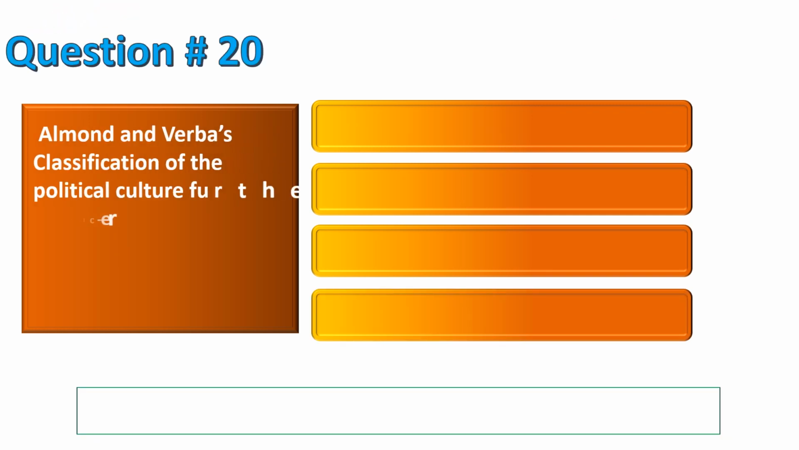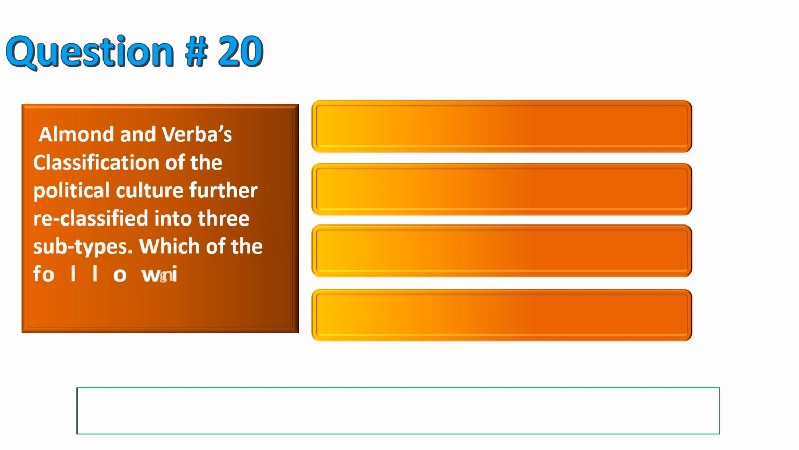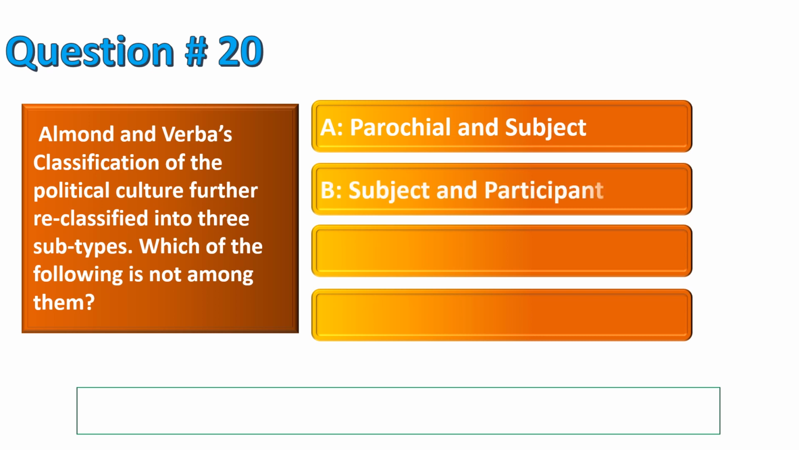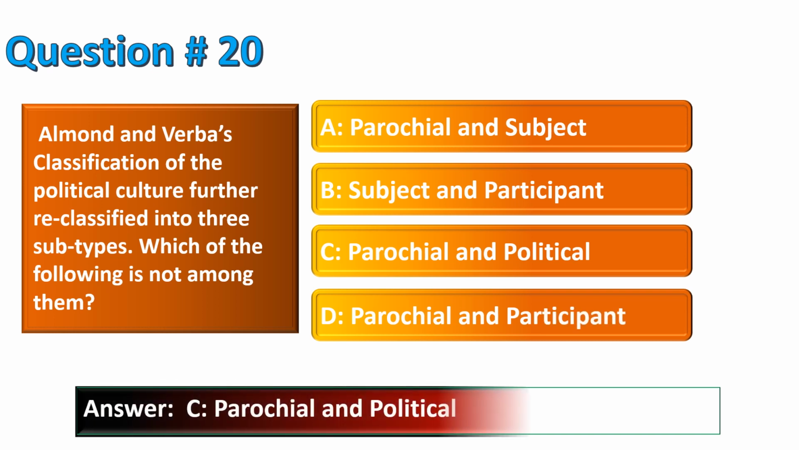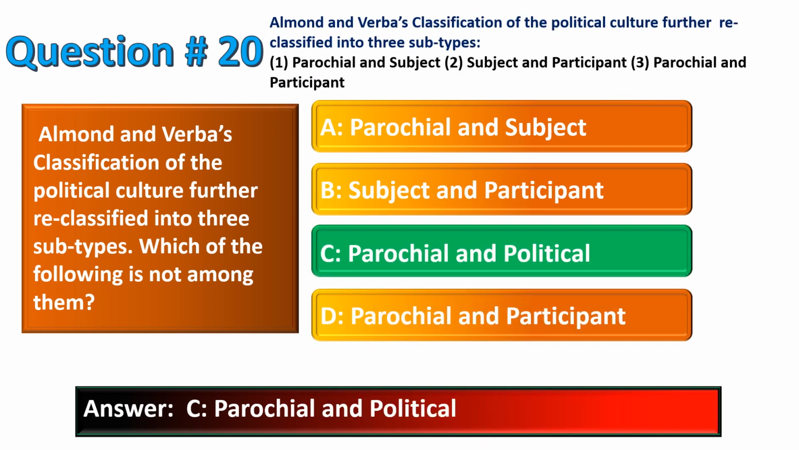Almond and Verba's classification of the political culture is further reclassified into three subtypes. Which of the following is not among them? The correct option is option C, parochial and political. Almond and Verba's classification is further reclassified into three subtypes: parochial and subject, subject and participant, parochial and participant.